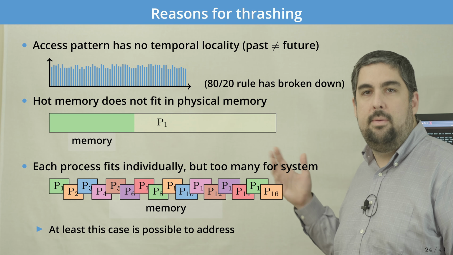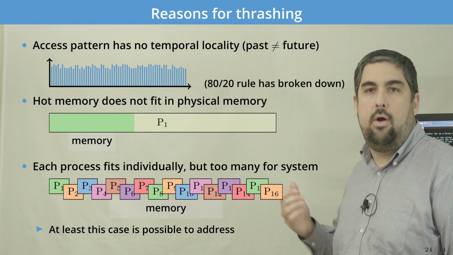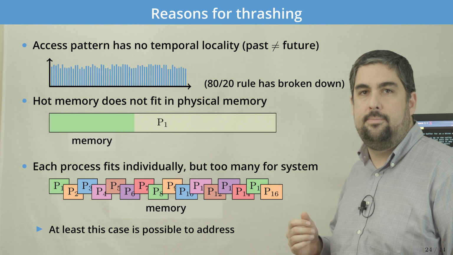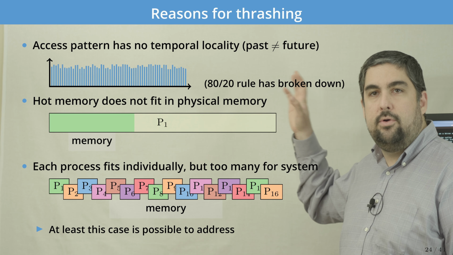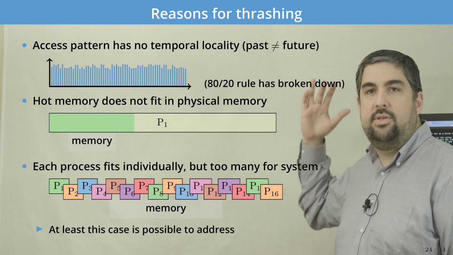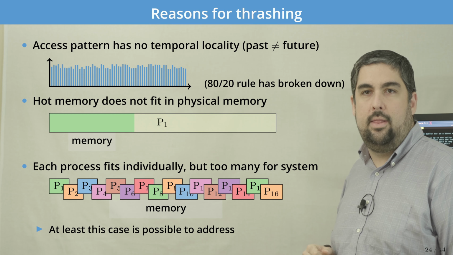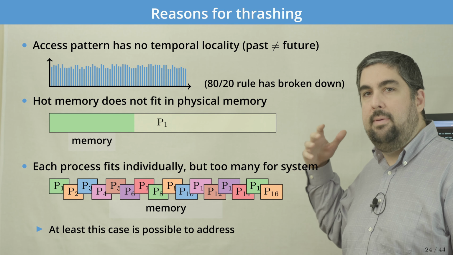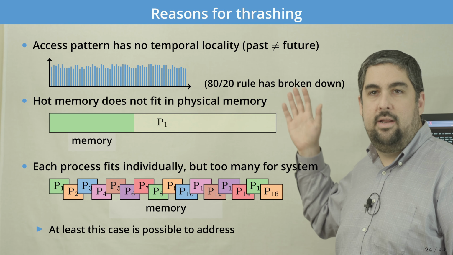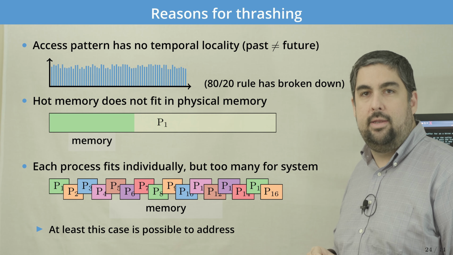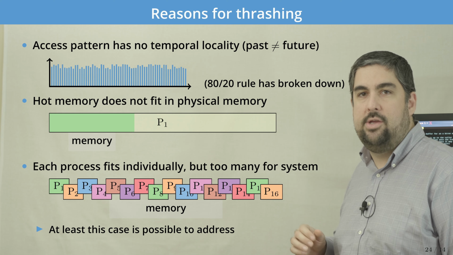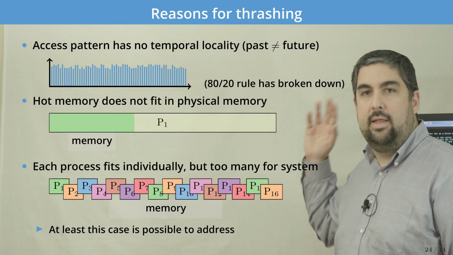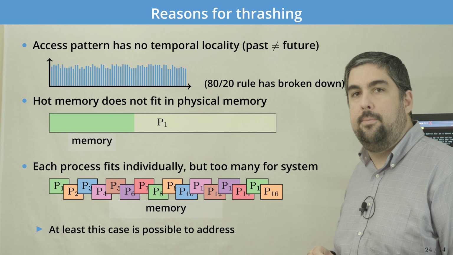Thrashing can be a common performance problem when there's something wrong with our workload or the configuration of our hardware and software. One of the first reasons is that a workload doesn't exhibit any kind of temporal locality. There could be many reasons for this. Maybe the arrangement of data in memory doesn't make for good locality, and this could just be fixed through some application work. Or maybe the workload simply has no locality. It's truly a random access pattern.